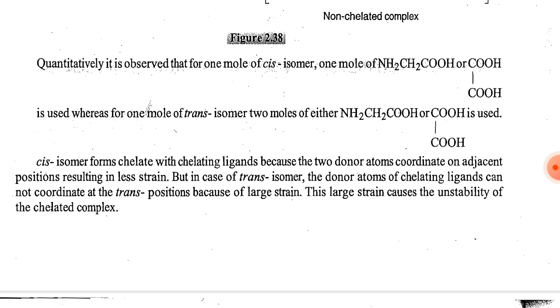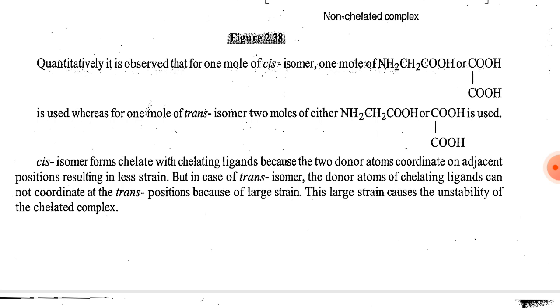The cis isomer forms a chelate with a chelating ligand because the two donor atoms coordinate at adjacent positions, resulting in less strain. Why does the cis form make a chelate, or cyclic structure, with a chelating ligand? Because the two donor atoms of the bidentate ligand coordinate with the central metal at adjacent positions, next to each other, and that is why there is less strain. But in the case of the trans isomer, the two donor atoms of the chelating ligand cannot coordinate at trans positions because of large strain.